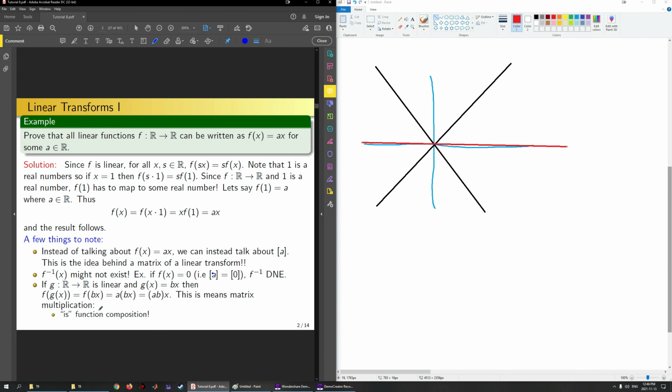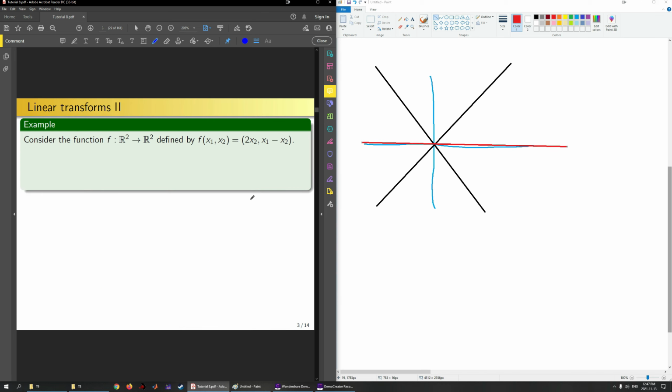And the next thing to know is that matrix multiplication need not be commutative because generally speaking, function composition isn't commutative. It is for linear functions from R to R since real numbers are commutative, but in general, that's not the case. Okay, let's look at the next example.